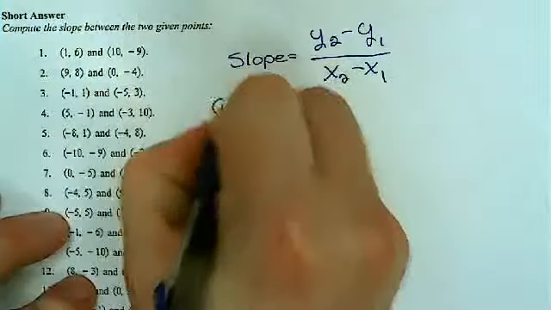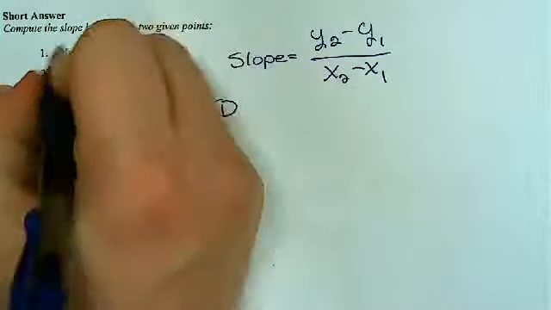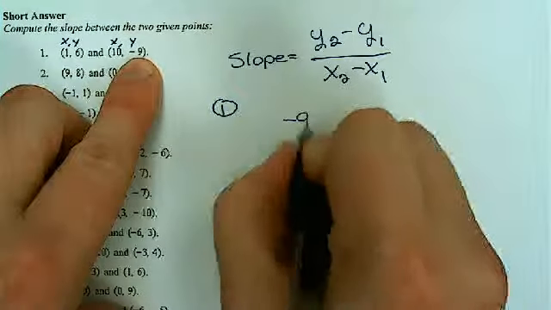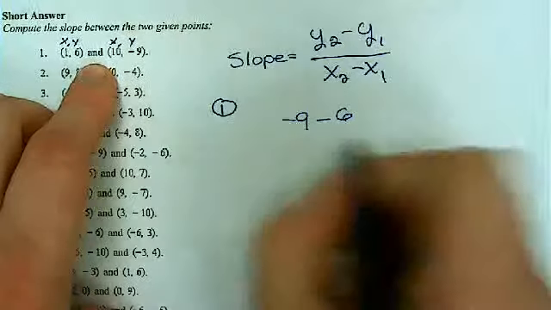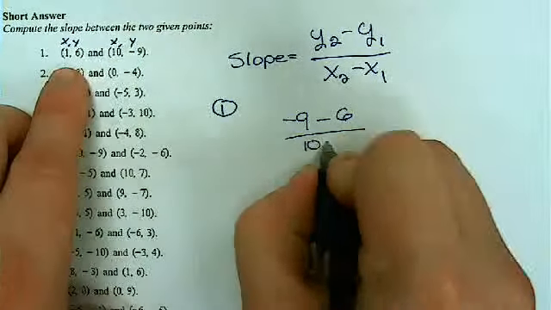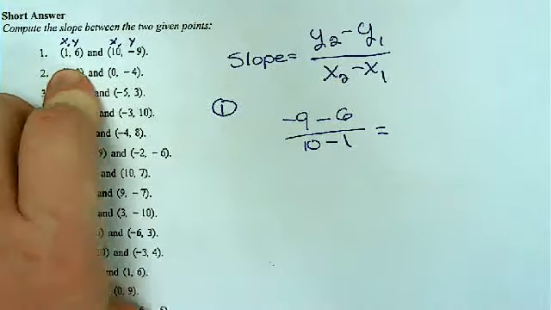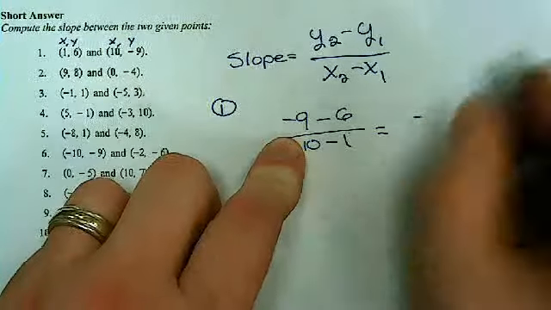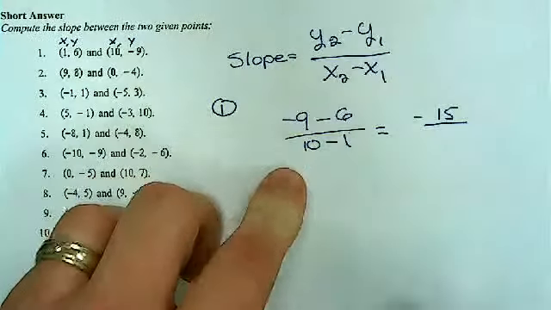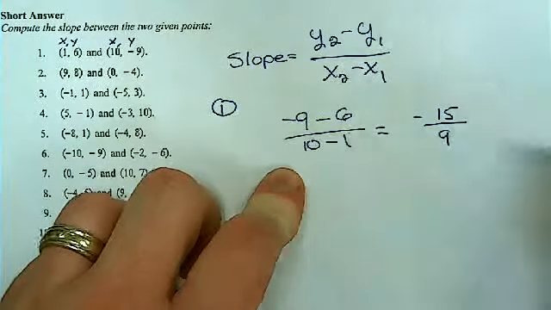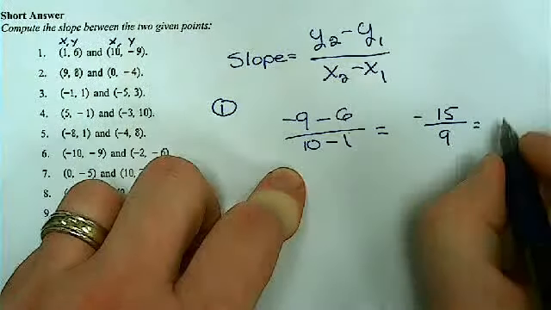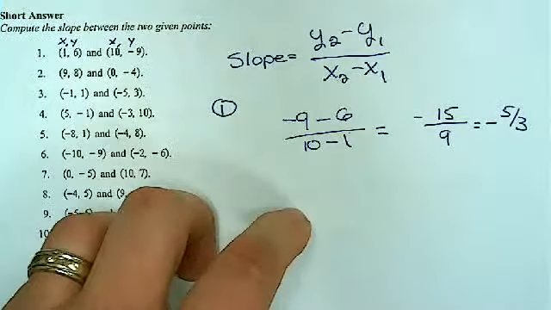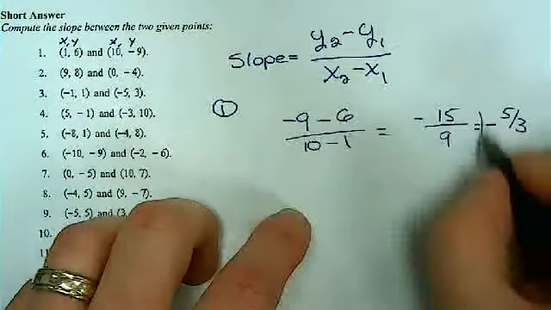So for number 1, I'm going to take the two y's, because remember it's x comma y, x comma y. So I'll do negative 9 minus 6, and then 10 minus 1. Watch your signs. So negative 9 minus 6 is negative 15. 10 minus 1 is 9. And that reduces, let's see, the 3 divides into each of them, negative 5/3. That's my final answer.